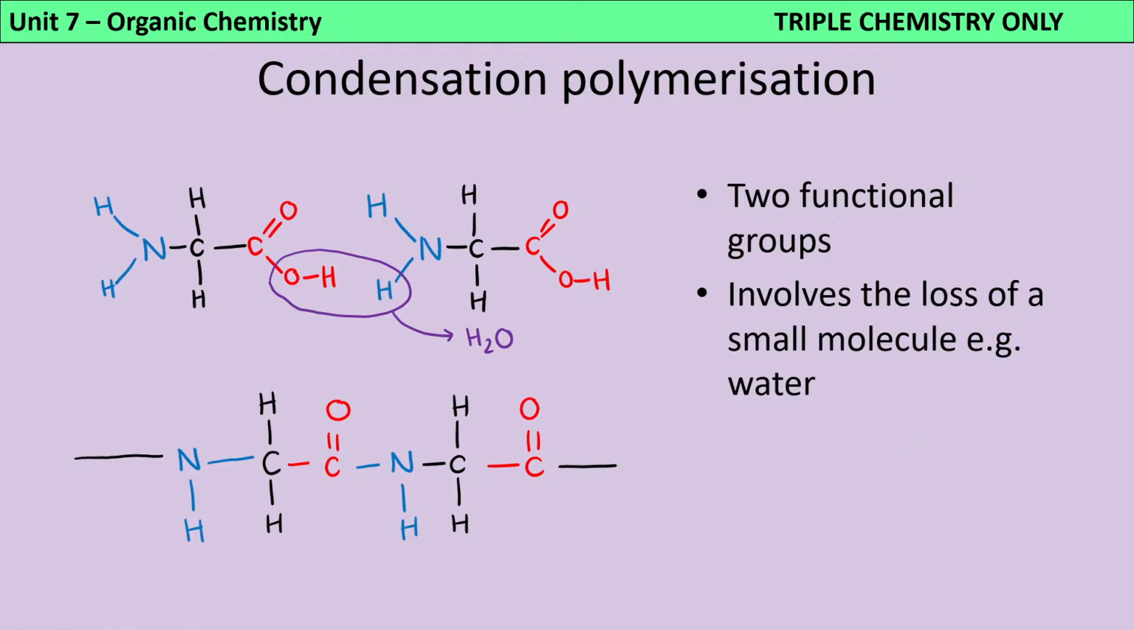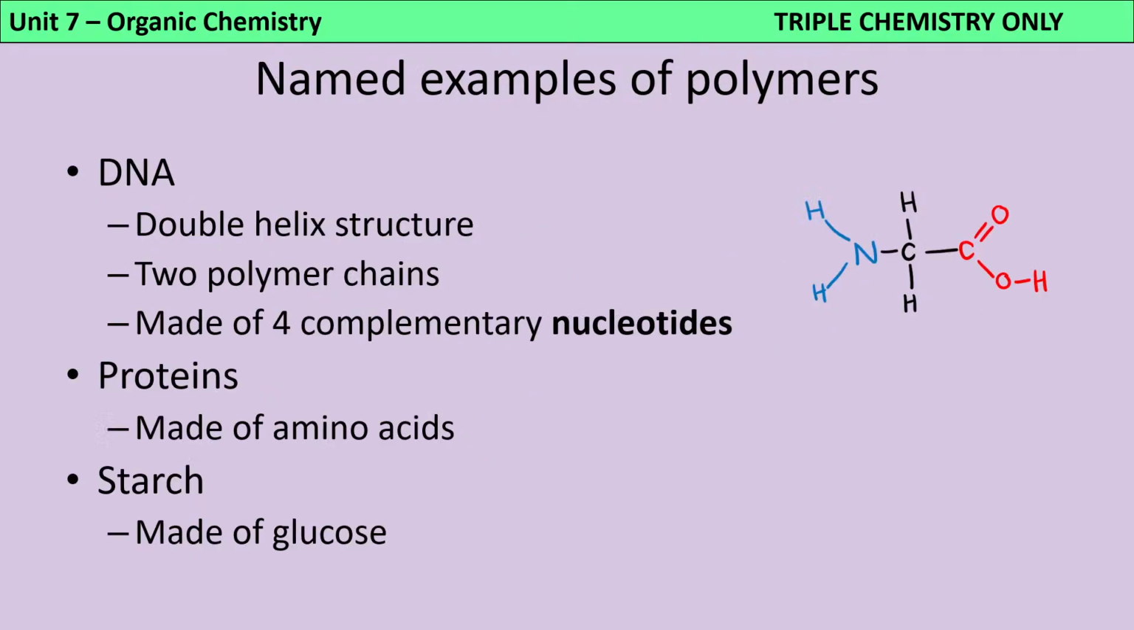Right, there we go. So there's an example of how that condensation polymerization would work. Okay, you've got some named examples of natural polymers. So you should know about DNA. It's not just for biology. You need to know it has a double helix structure. You need to know that it's made from 2 polymer chains.